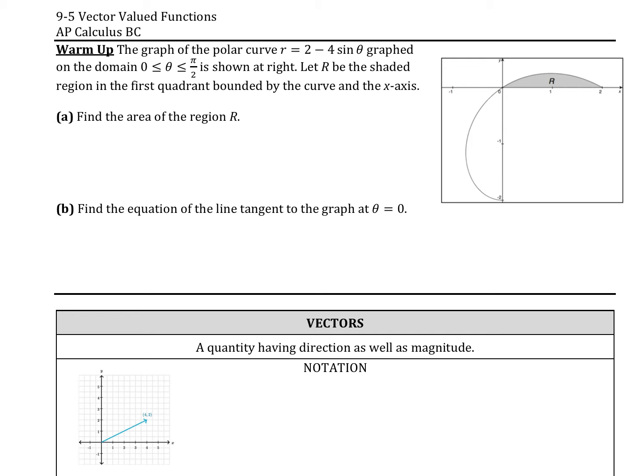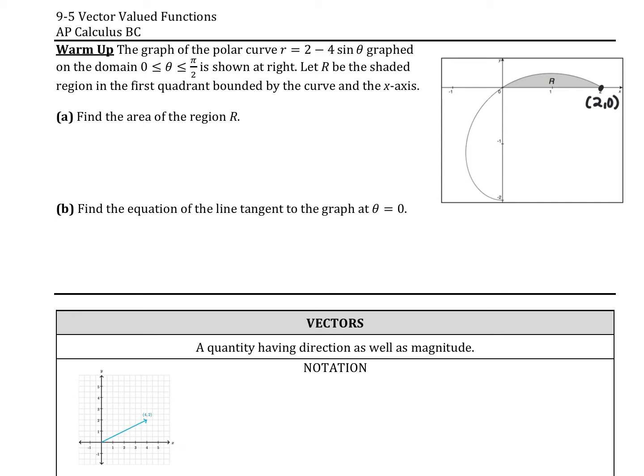So if we look at the points that were given, this 0 and this pi over 2, and I were to plug in 0 into this equation for theta, I would have 2 minus 4 sine of 0, and the sine of 0 is 0, so I would just get 2. So the first point that I have is the point (2, 0). That would be this point right here.